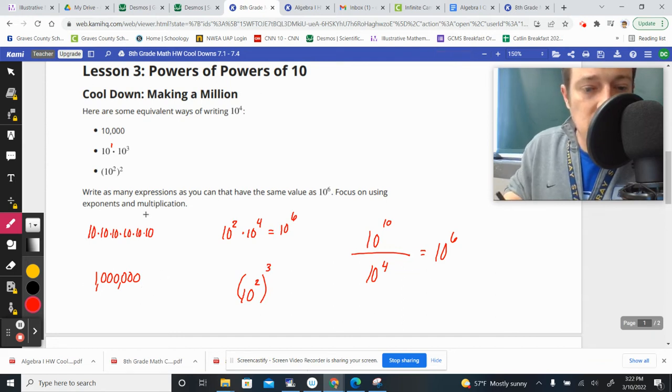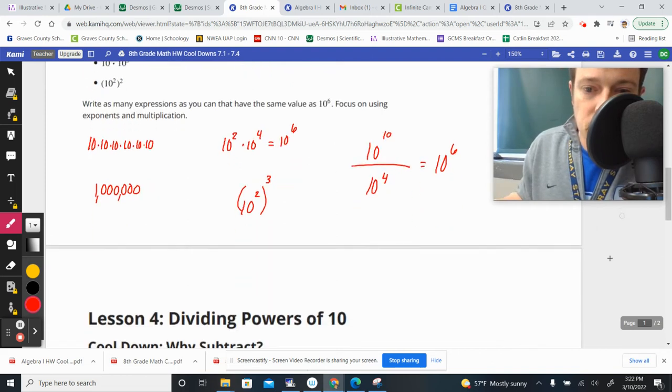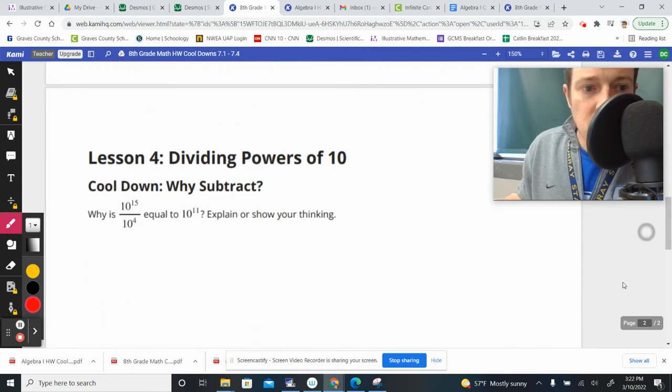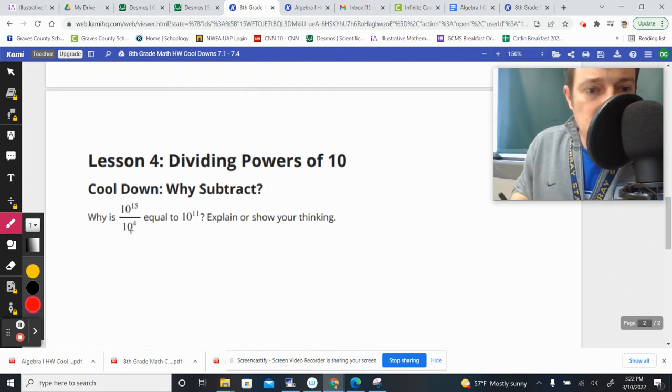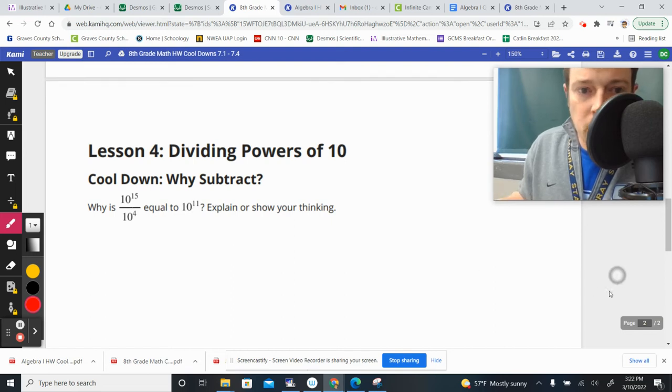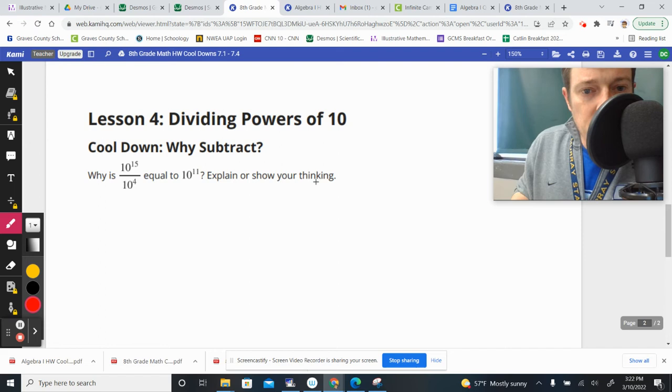These are just some ideas that you can roll with as you write many different expressions for the value of 10 to the 6th. All right, and as we finish up, why is this equal to 10 to the 11th power? Why does this expression show that? To explain or show our thinking here, I believe we need to write this out in expanded form. 10 to the 15th power is the same as having 15 tens in the numerator.